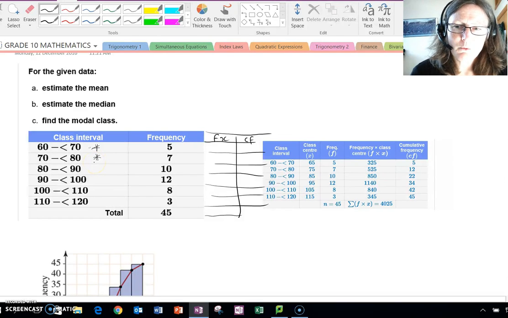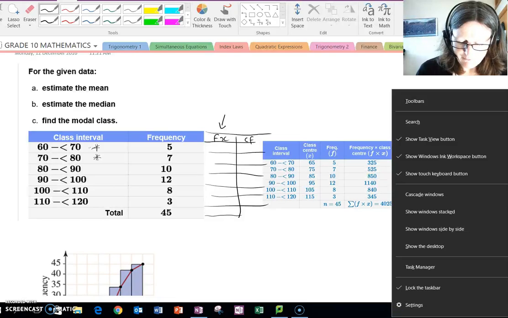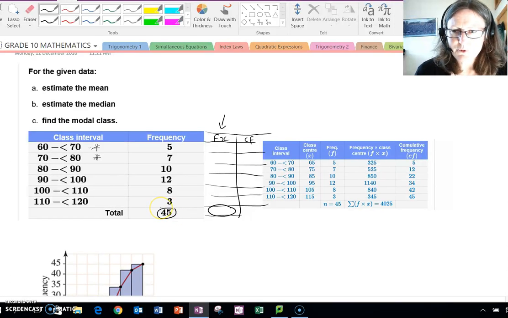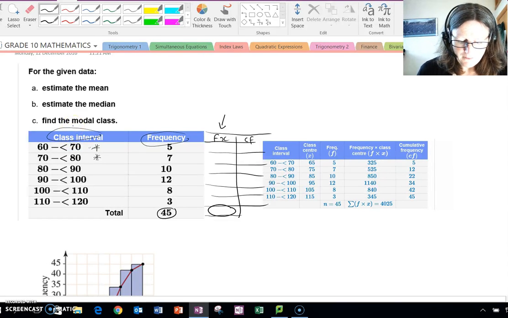Remember when the data was not grouped, we added an FX column to find our mean. We totaled the FX column and divided it by the number of scores, which was in this case 45, and that's how we got our mean. Well, with grouped data, we can't times F by X. F's pretty obvious, but what on earth would we times this by? So it's slightly different with grouped data.